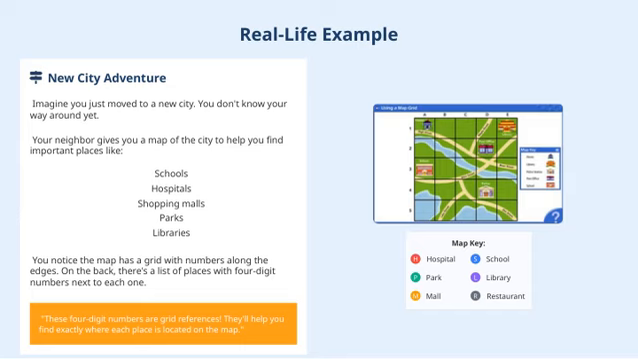These grid references help you find places quickly and accurately. And if you look at the map key, you'll see the symbols for each type of place. H for hospital, S for school, P for park, L for library, M for mall, and R for restaurant. So, by matching the grid reference with the map's grid and using the symbols, you can easily locate any important spot in your new city. This example really illustrates how grid references are essential. They help us find things efficiently, especially when we're new somewhere.